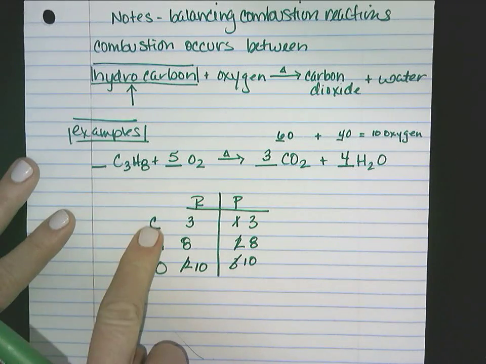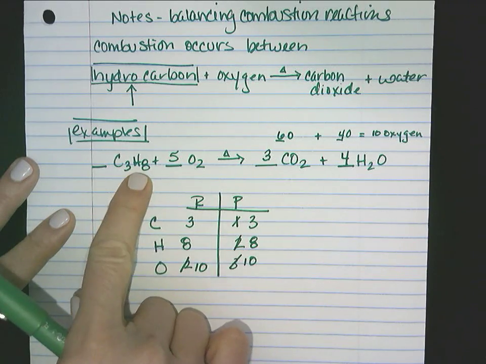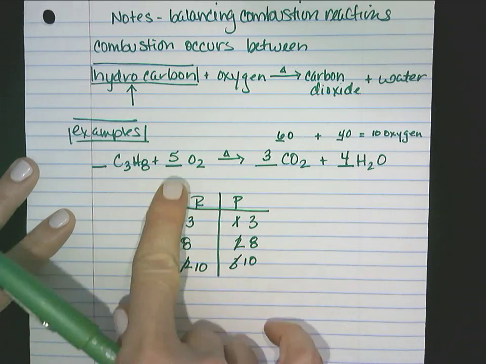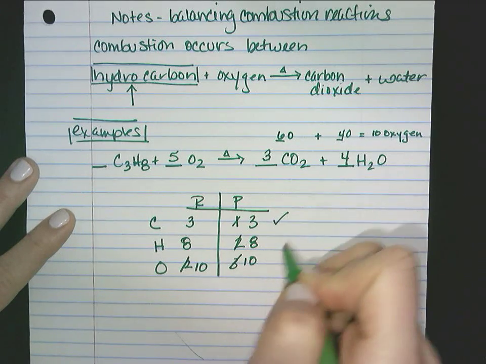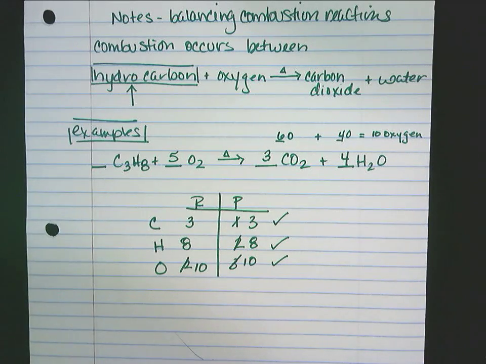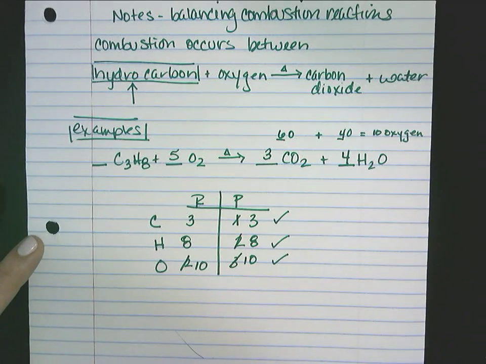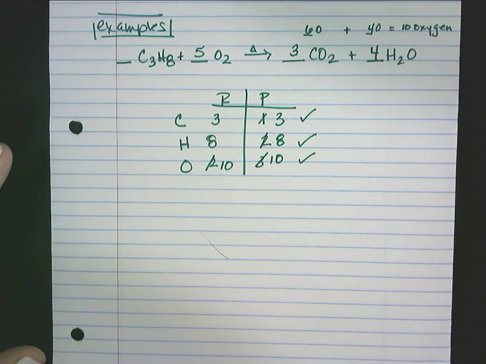And we can go back and make sure we have 3 carbons and 3 carbons, 8 hydrogens and 8 hydrogens, 10 oxygens and 10 oxygens. So we have a balanced equation, and matter has been conserved. Let's do another example for a combustion reaction.